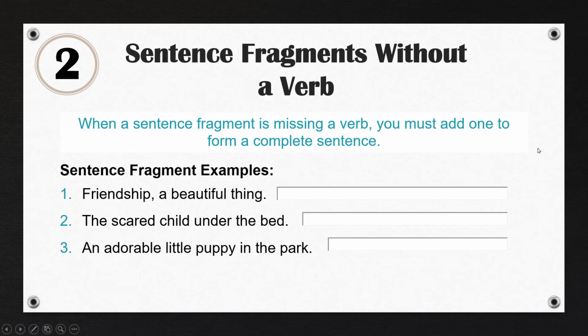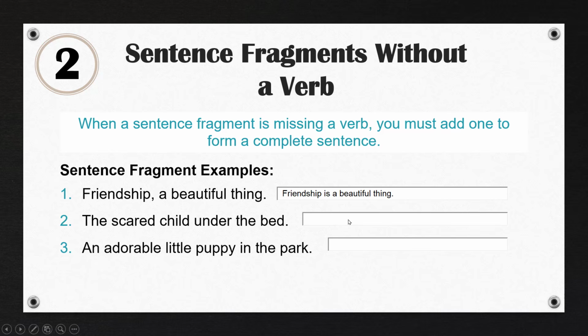Now let's look at sentence fragments without a verb. When a sentence fragment is missing a verb, you must add one to form a complete sentence. So for example, number 1, friendship, a beautiful thing. Now this is missing a verb. We have the subject, friendship, but we don't have a verb. So we need to add a verb. Friendship is a beautiful thing, for example.